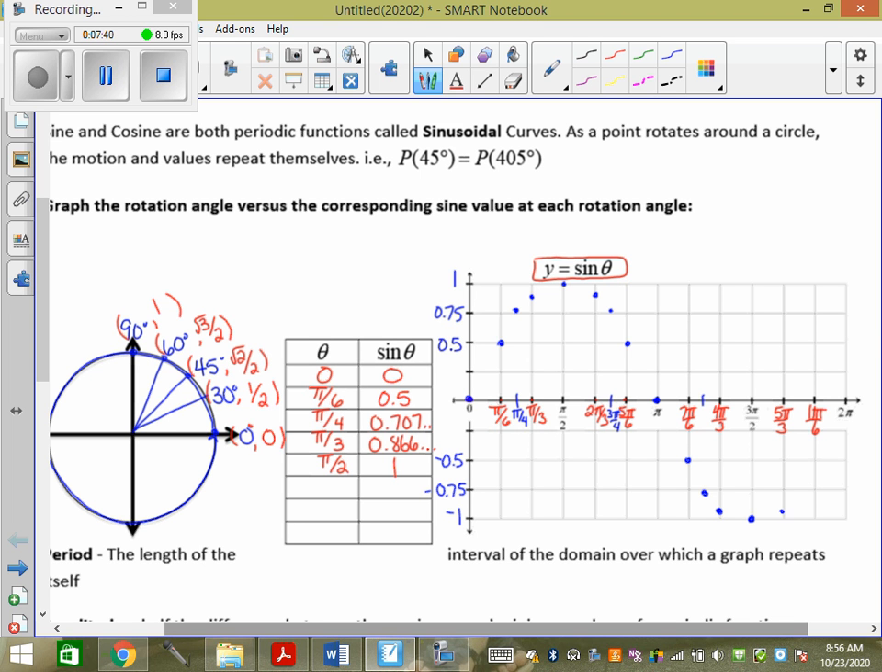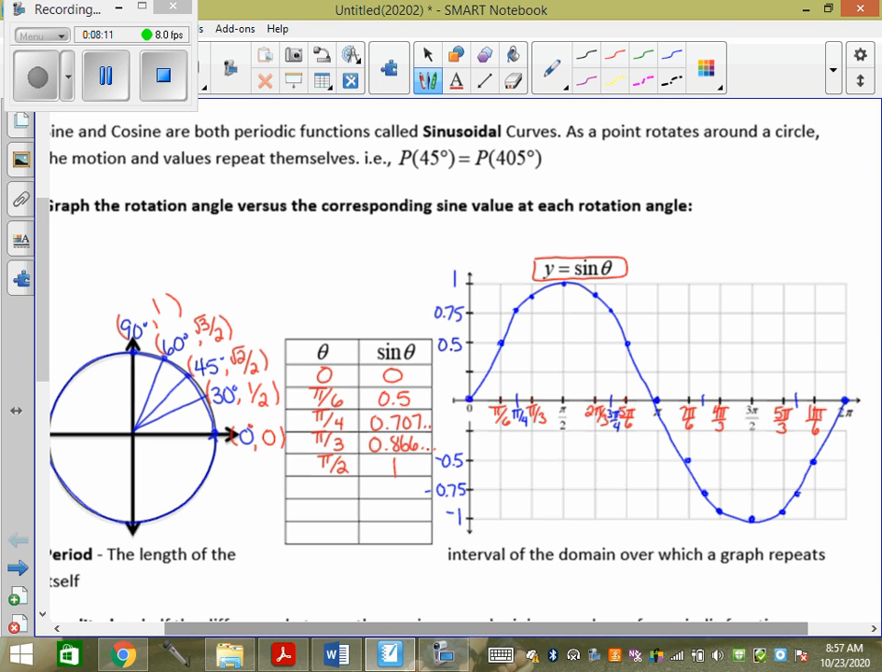5 pi over 3 is at 0.866. The in-between is at 0.7. 11 pi over 6 is at negative 1/2. And then 2 pi is here, and we just connect them in a nice hill formation, not a V. It rounds. Okay?